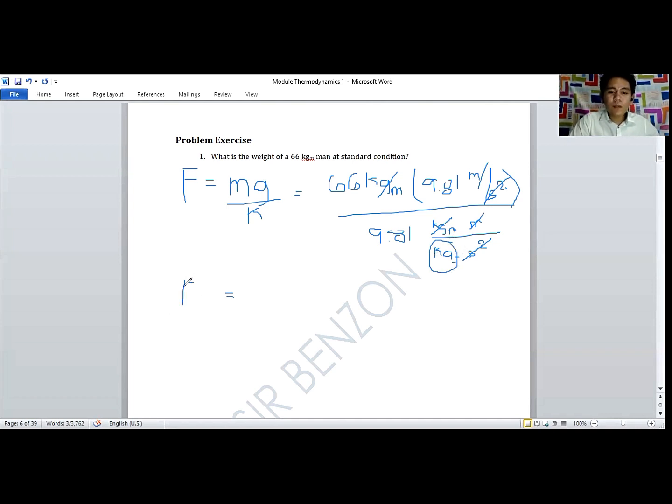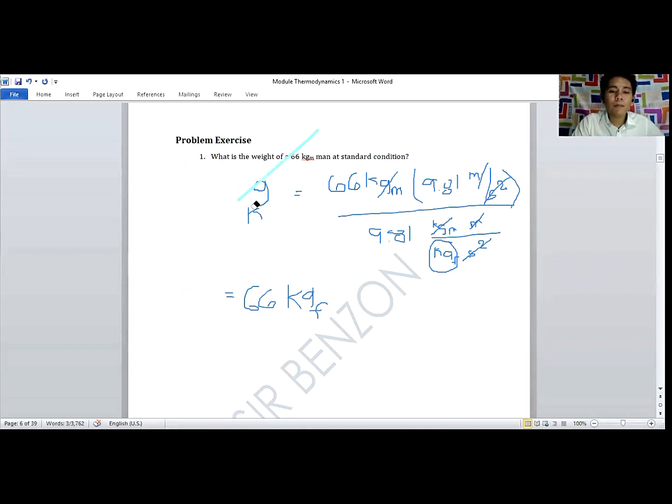So when we compute 66 times 9.81 divided by 9.81, it is 66 kilogram force. Now, take note of the unit. The problem asks what is the weight of a 66 kilogram mass man at standard condition. So our answer is 66 kilogram force. As you can see, kilogram mass is different from kilogram force, because when you say kilogram force, a gravity must be acted upon it. That is the use of the proportionality constant K, for us to have a clearer unit analysis.